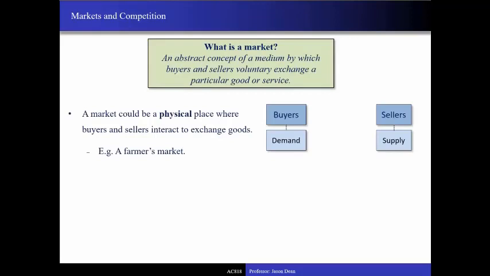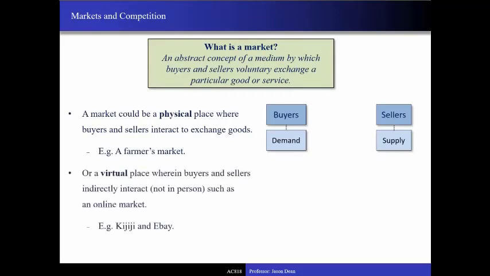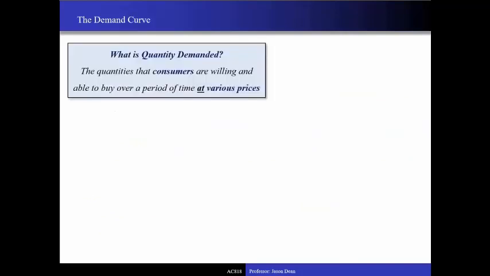And again, a market doesn't necessarily need to be a physical place. Many markets are like a farmer's market, but many markets aren't. They're virtual, especially nowadays. So there's lots of different places where you have buyers and sellers engaged in voluntary trade that's not in a particular place. The interaction of the supply and demand in a market determines the price and the quantity. So let's start with the demand curve.